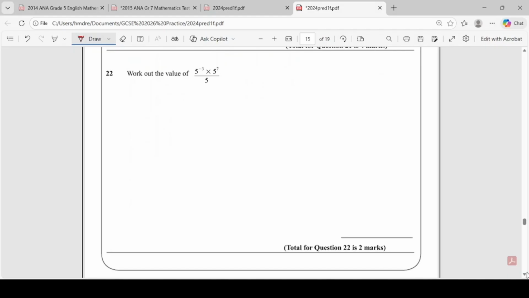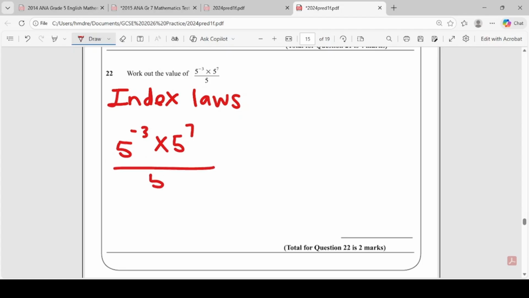Okay, then we've got this one, they're testing our knowledge of exponents here. Work out the value of 5 to the negative 3 times 5 to the 7 over 5. So for these ones we need to know our index laws. What we're going to do is work with the top first. So let's just write this out.